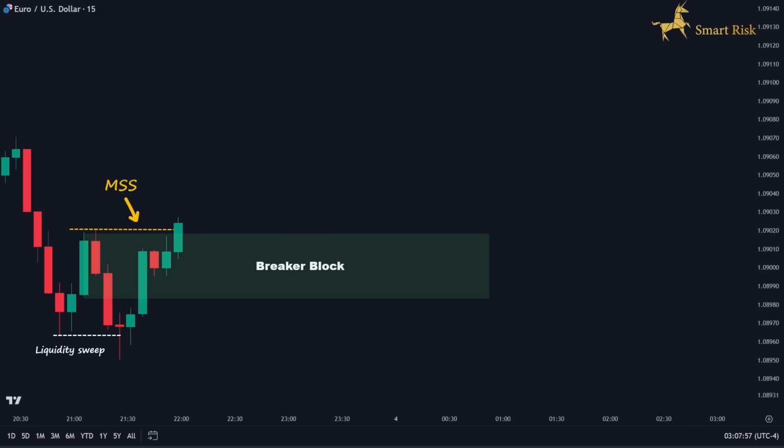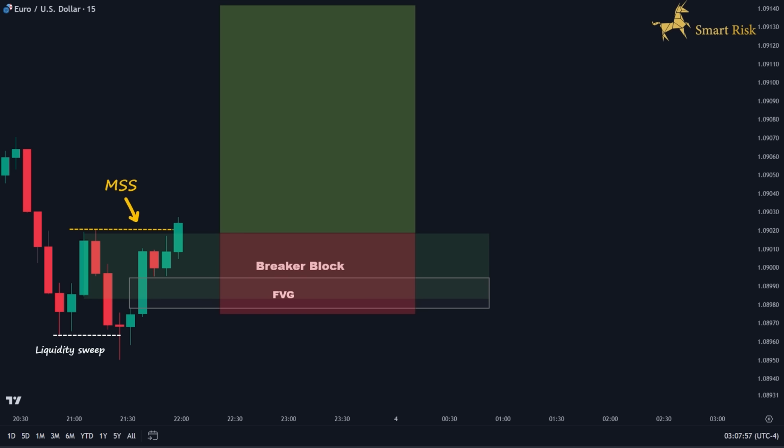Here, we have identified a valid breaker block located above this fair value gap. Placing our entry at the fair value gap might cause us to miss this ideal buying opportunity, as the price is unlikely to return to the fair value gap once it moves away from it. In this scenario, the price is expected to react from the breaker block rather than the fair value gap. Therefore, the entry should be placed at the highest point of the breaker block, with a stop loss a few pips below the fair value gap.